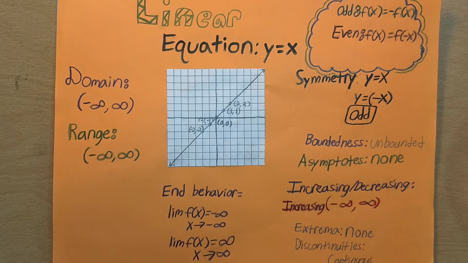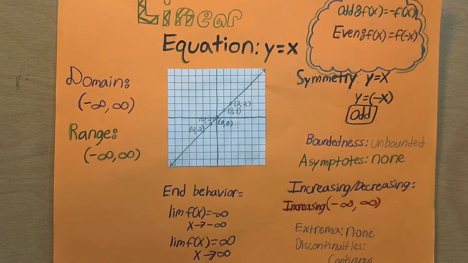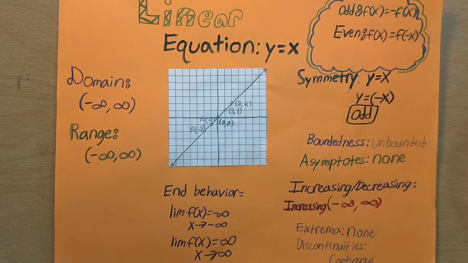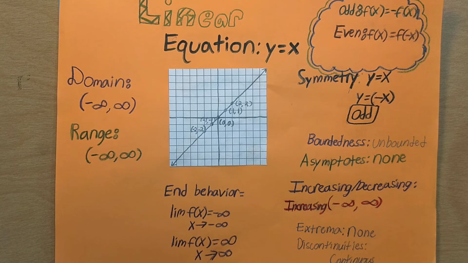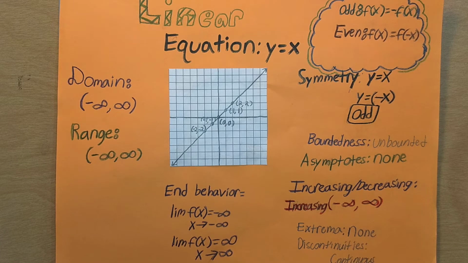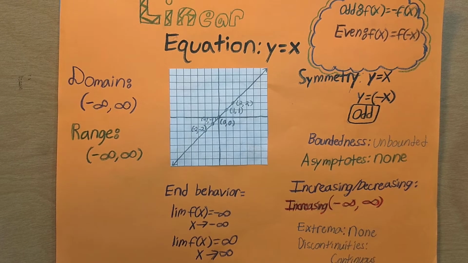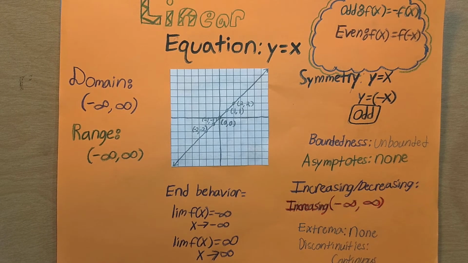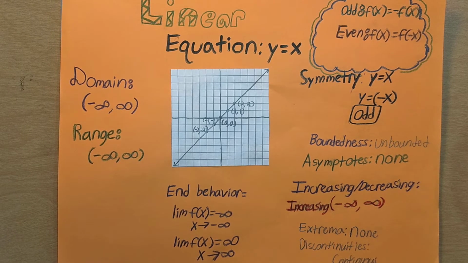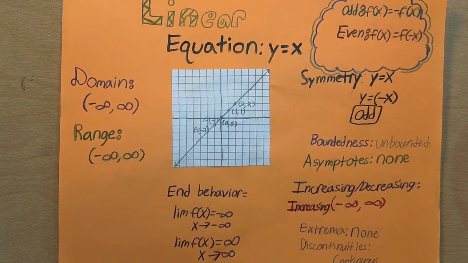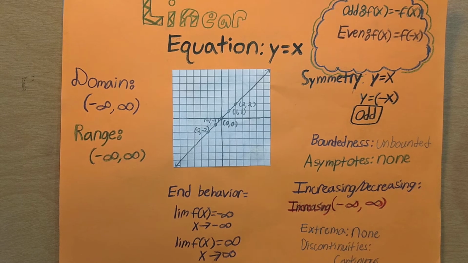For y equals x, when negative x is plugged into x, the new function is y equals negative x, which is the opposite of y equals x, indicating an odd function. The function is unbounded since it stretches forever in both directions. There are no asymptotes. The function is increasing from negative infinity to positive infinity. Increasing and decreasing is measured from left to right, and since all values continue to increase positively, there is no decrease. There are no extrema, and it is a continuous function.